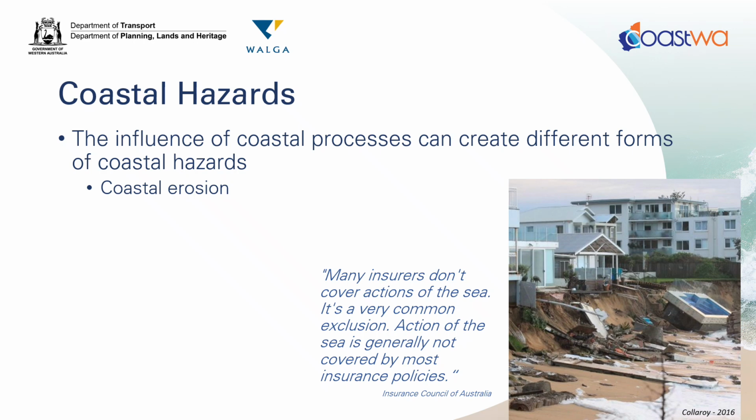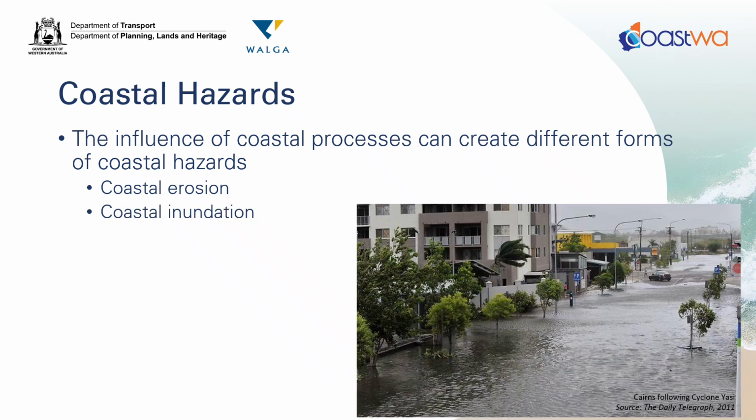I have included a note there from the Insurance Council of Australia, just basically saying that insurers won't cover the action of the sea. It's a very common exclusion from insurance policies, and I guess it's something that we all need to be mindful of in coastal planning and asset management, because anything that's built on or near the coastline is very, very unlikely to actually be insured against the actions of the ocean, so including coastal erosion. That also is commonly including coastal inundation, which is another of our hazards.